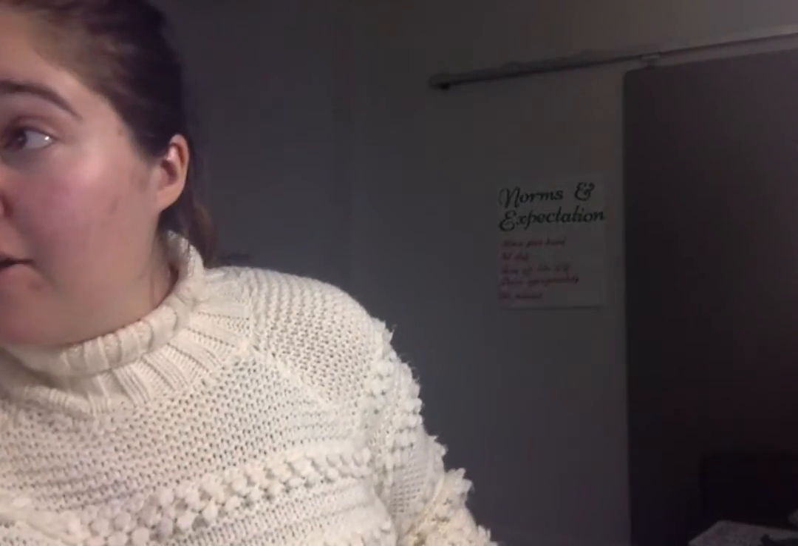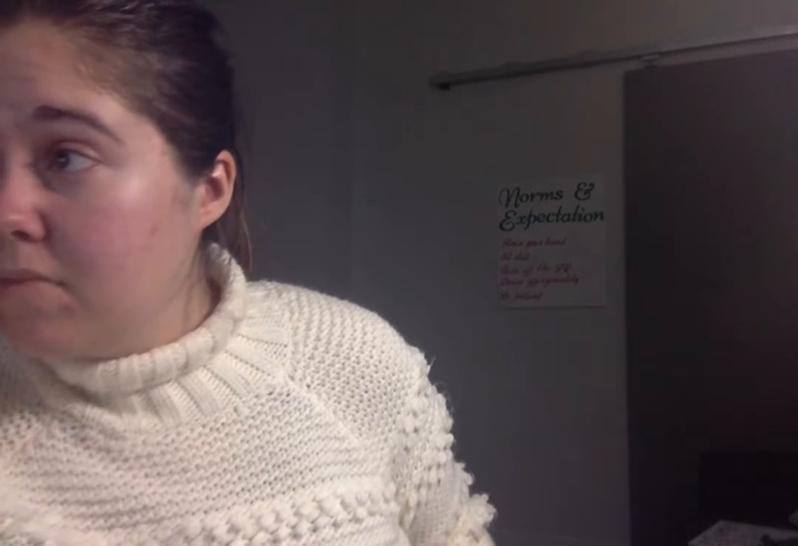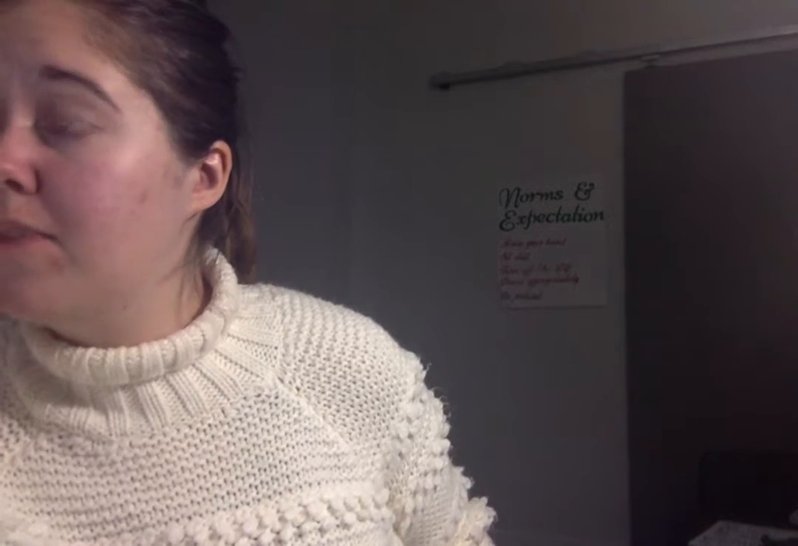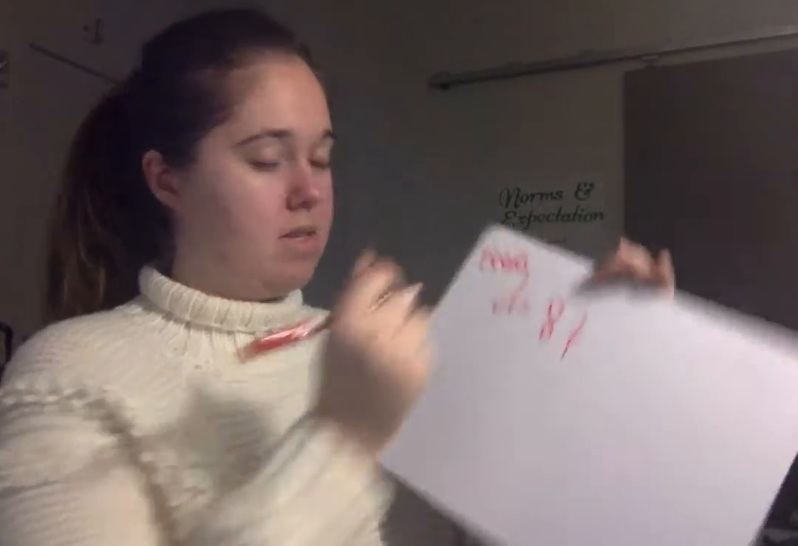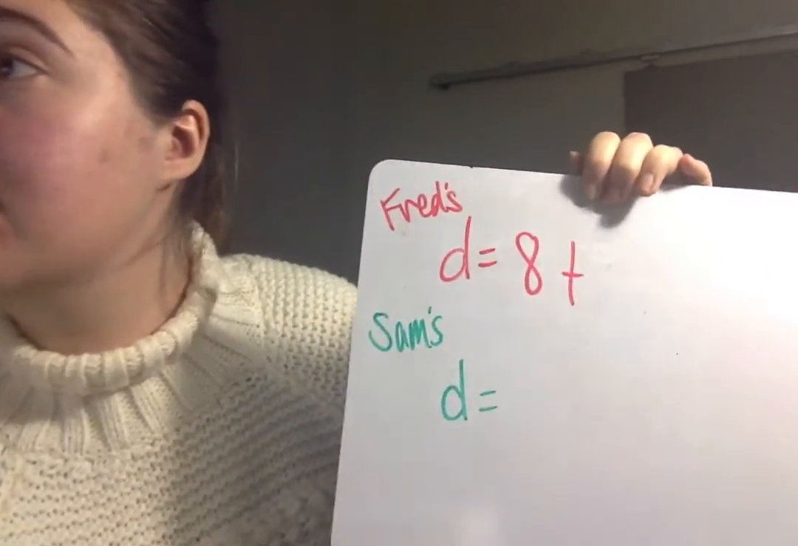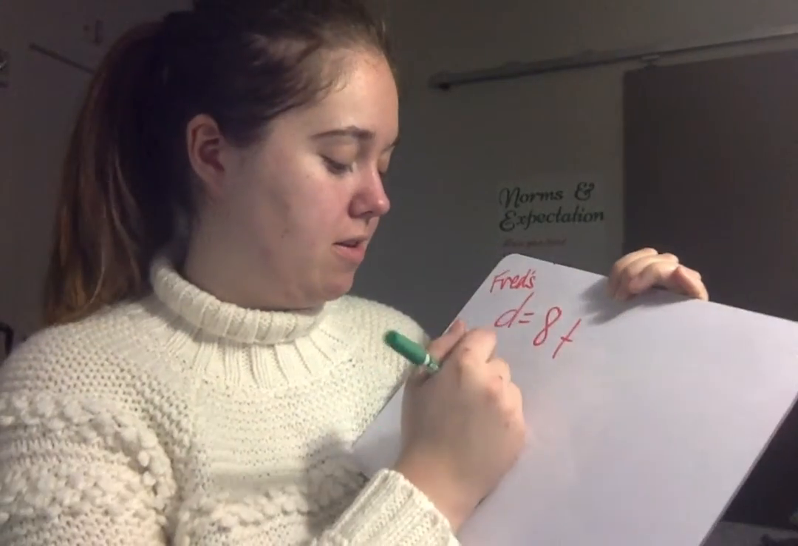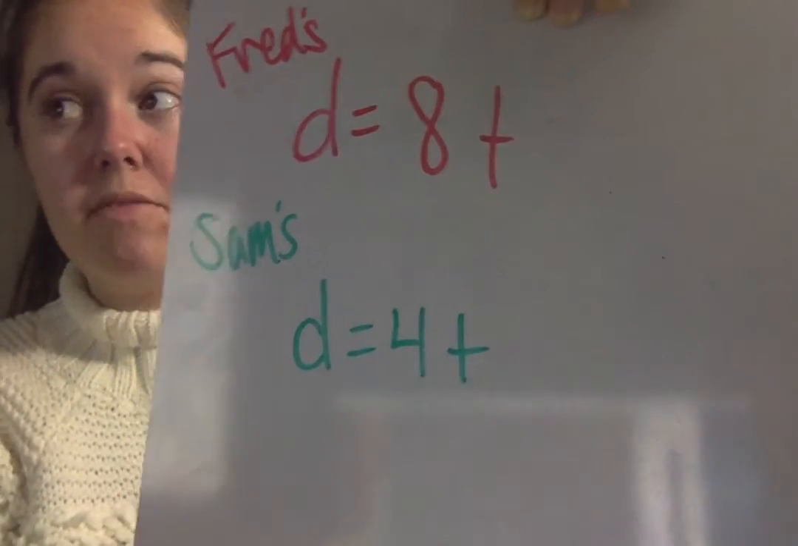So now, let's see, write the expression in terms of t to express Sam's time. So this is Fred's time right there. I'm going to take my green marker to do Sam's. Sam's distance equals rate times time. What's his rate? Oh, his rate is 4 miles per hour. Oh, he's running, so he goes a little bit slower. So 4t. D equals 4t. 4 times t. Okay, so great.